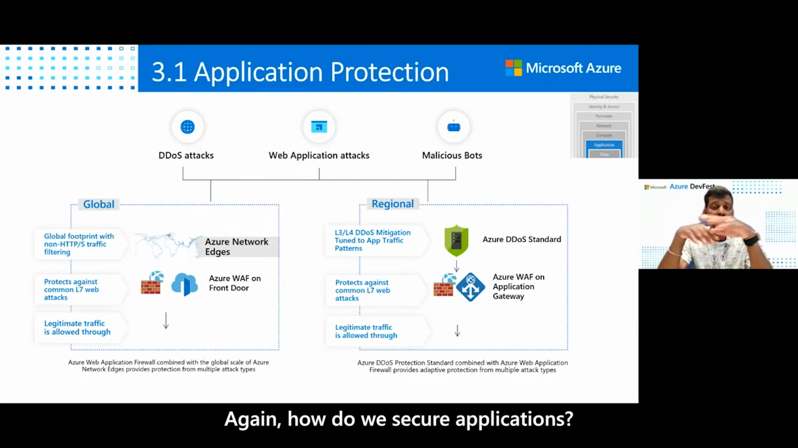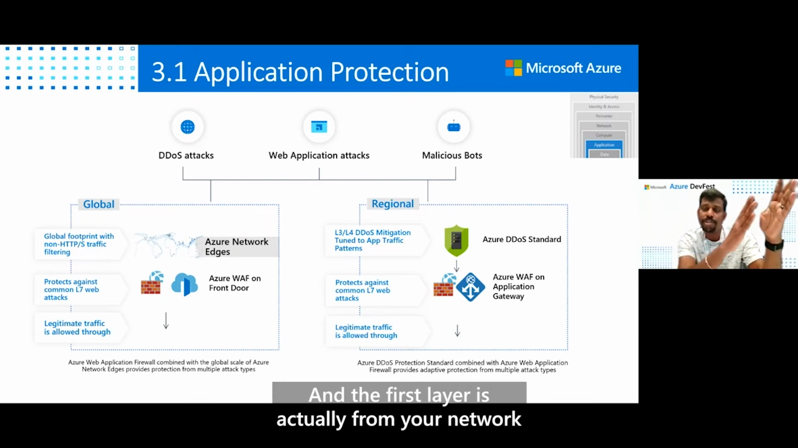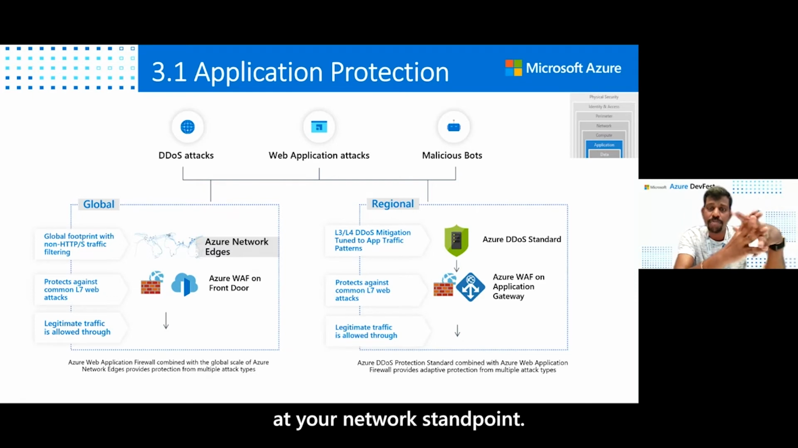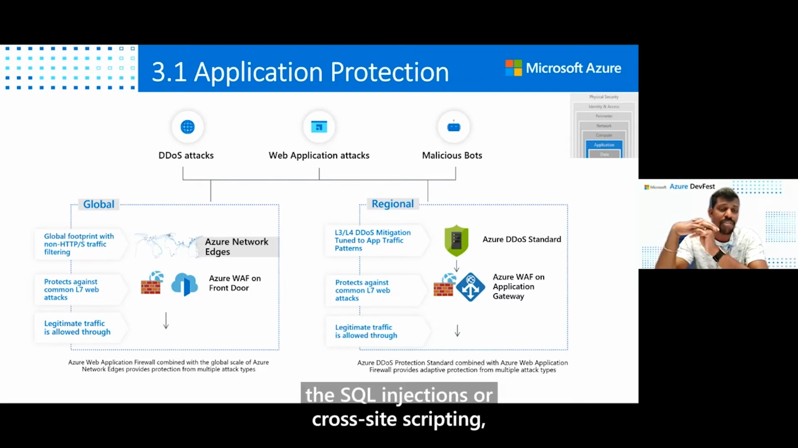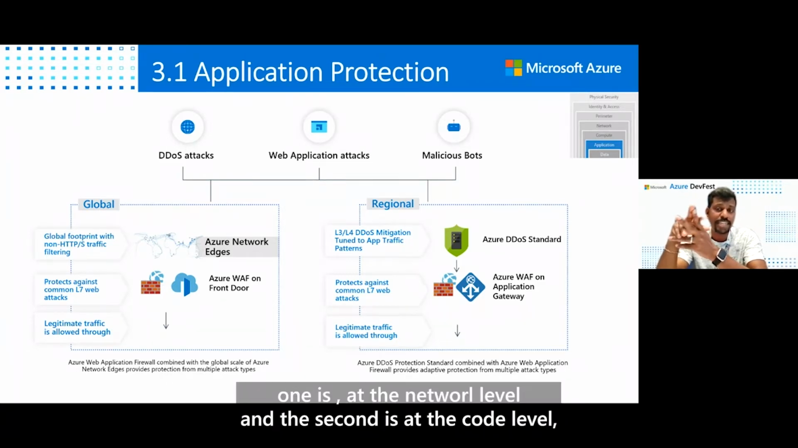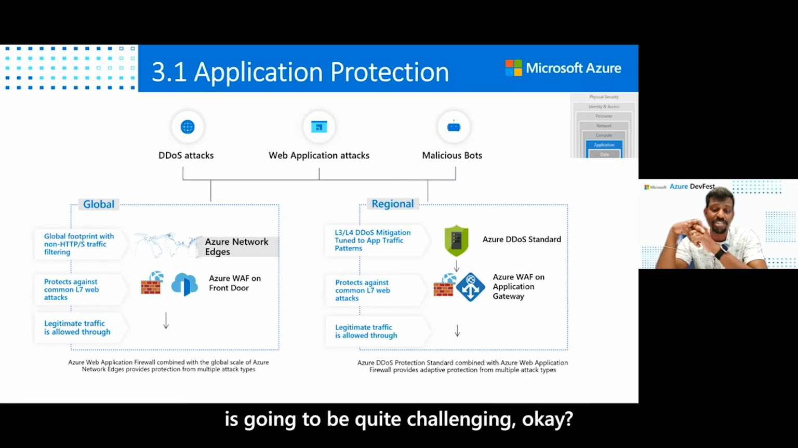Again, how do we secure your applications? There are multiple ways of doing this. The first layer is from your network standpoint, and the second layer is from your application side. Preventing attacks such as SQL injection, cross-site scripting, or directory browsing can be handled in two ways: one at the network level, the second at the code level. But handling these kinds of attacks at the code level is going to be quite challenging.